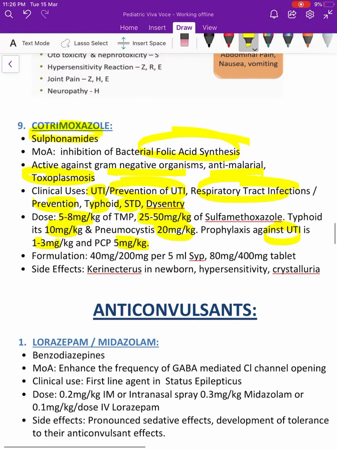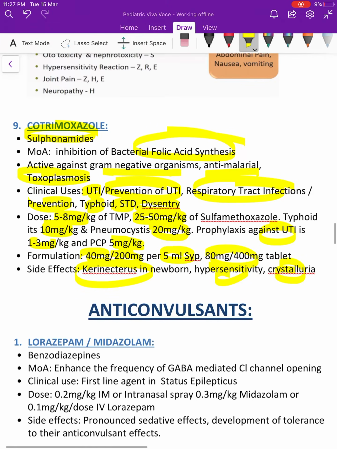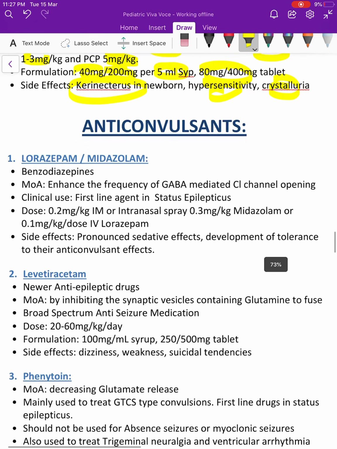It is available as 40 mg of trimethoprim and 200 mg of sulfamethoxazole per 5 ml syrup, and as a tablet it is available as 80 by 400 mg. A few of the side effects, and why we don't use it in neonates, are the possibility of it causing kernicterus, hypersensitivity, and crystalluria. So we have covered most of the basic antibiotics. Now next we'll move on to anticonvulsants.